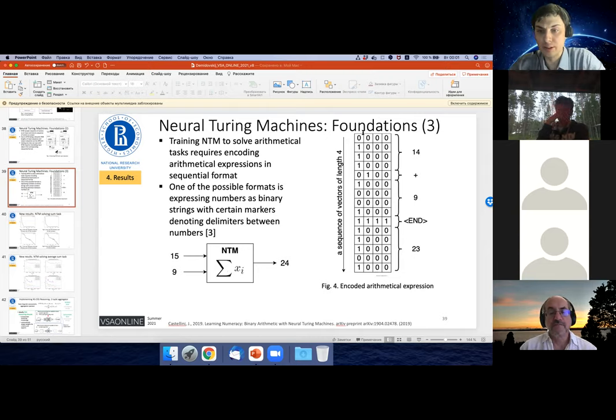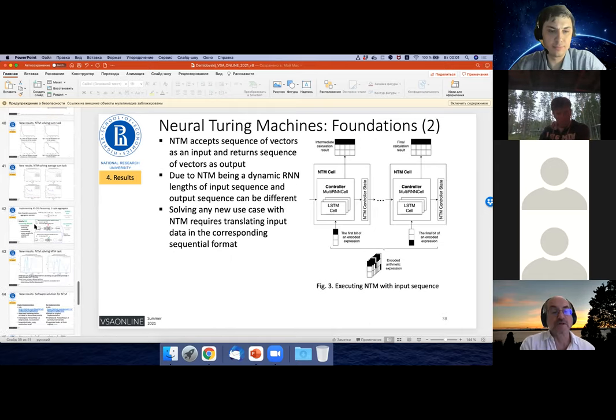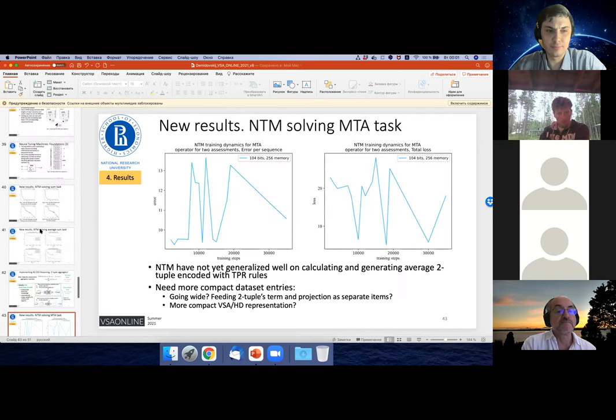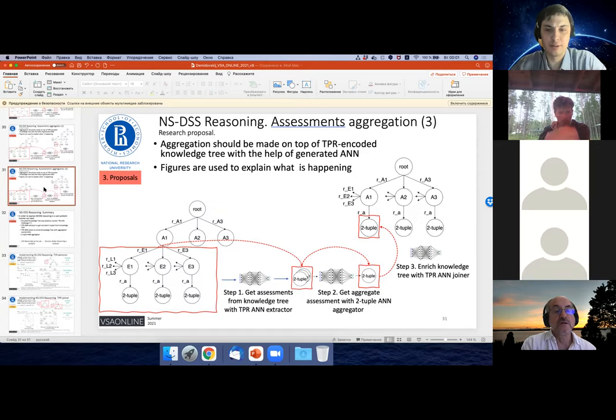So wait a minute, this is the training set for learning how to add 15 and 9 and get 24. Mm-hmm. I get that. But that's not the training problem I'm trying to ask about. I'm trying to ask about what you had on the previous slide, the slide that you showed a moment ago. Okay, this one, I guess.